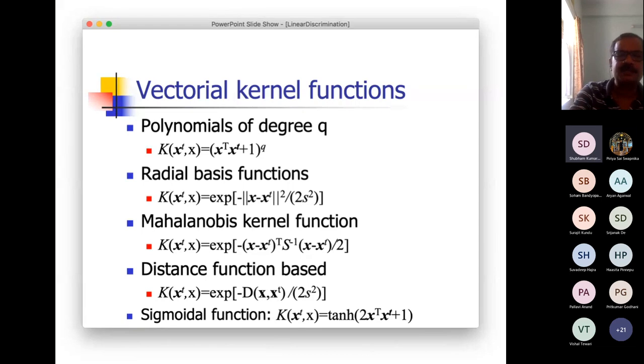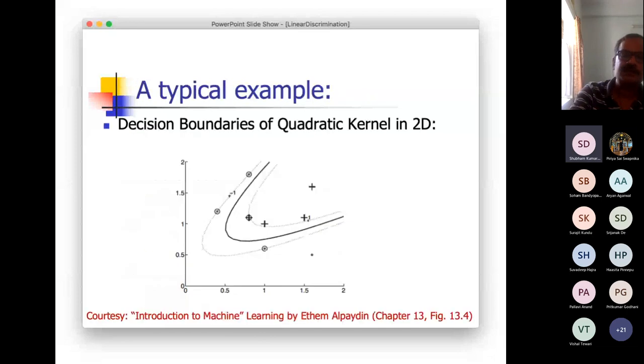So these are some examples, typical kernel functions which can be used for solving this problem. A typical example has been shown from this book itself. Just figuratively, it has been shown in a two-dimensional space. You can see how the decision boundaries are defined. The hyperplane was the decision boundary for the linear SVM cases, but in this case, since you are using nonlinearity by introducing kernel functions, your decision boundaries are not linear. They have different kinds of shapes.